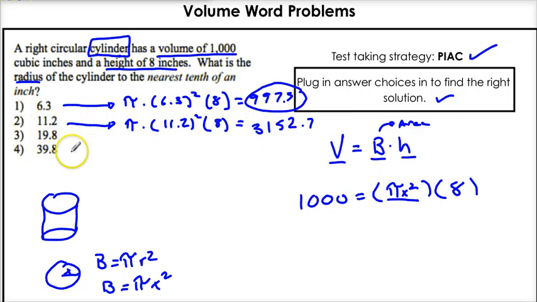As these get bigger, you'll see that the answers get farther and farther away from what you need. This is the closest one to 1,000. That is our answer. All right, so that's a powerful strategy that we're going to be working on. It's called plug in the answer choices. It's really going to help you on standardized tests. And you know what? You'll like it.